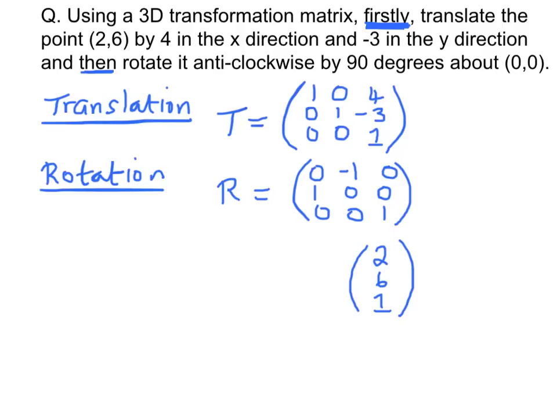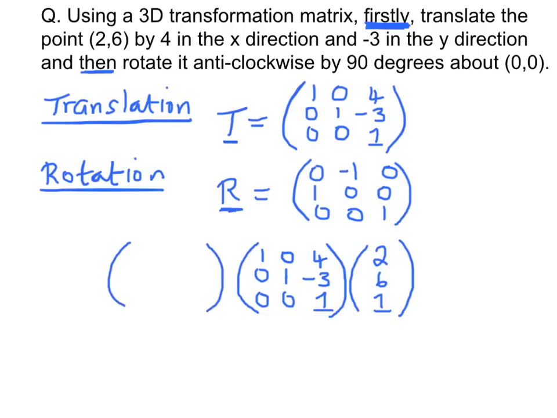So I'm asked to firstly translate the point. So this is my translation matrix here, T. So I'm going to apply that firstly to the matrix. So it's 1, 0, 0, 0, 1, 0, and then 4, minus 3, 1. Then what I'm asked to do is to rotate it anti-clockwise by 90 degrees. So I'm asked to apply the rotation transformation to it secondly. So I'm going to write that down. 0, 1, 0, minus 1, 0, 0, 0, 0, 1.